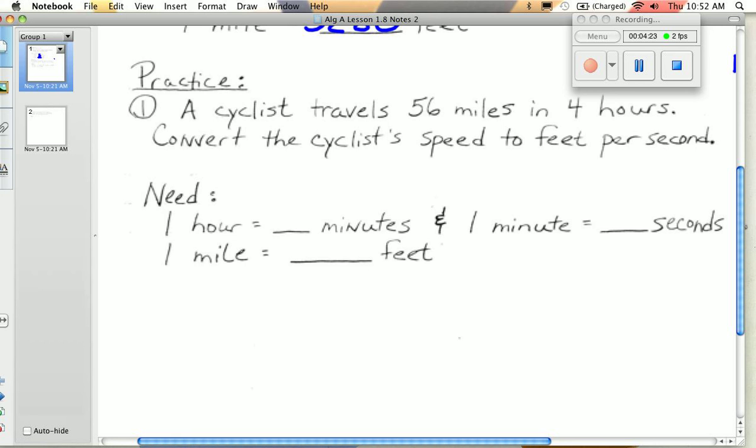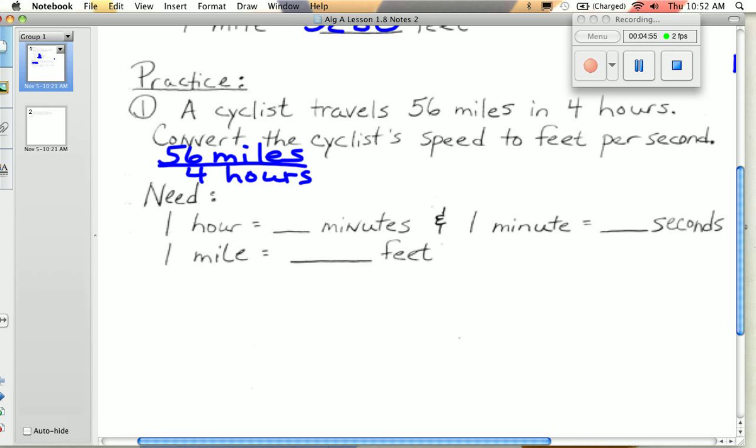Okay, so do we typically talk about hours per mile? How do we typically talk about speed? Miles per hour. So again, we have to have thoughts like we did yesterday. We talk about it as miles per hour, so we're going to put the 56 miles upstairs. We have to have a good start. 56 miles upstairs and 4 hours downstairs.